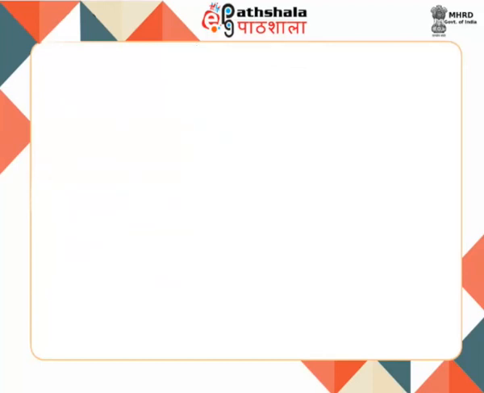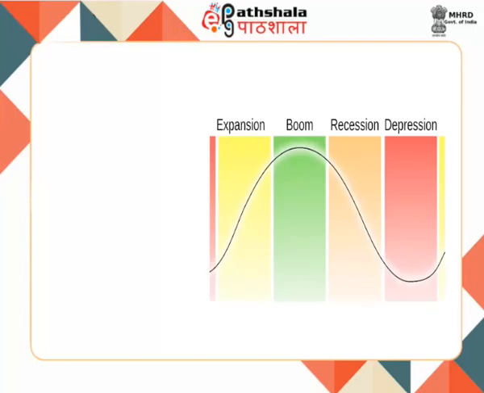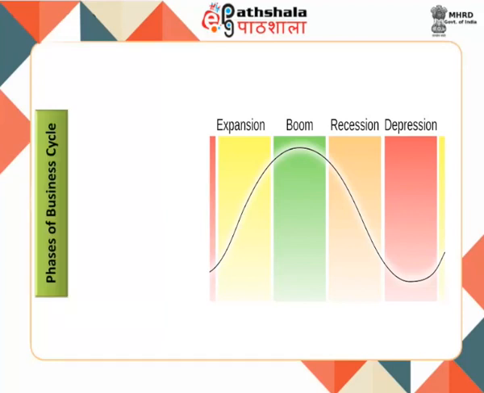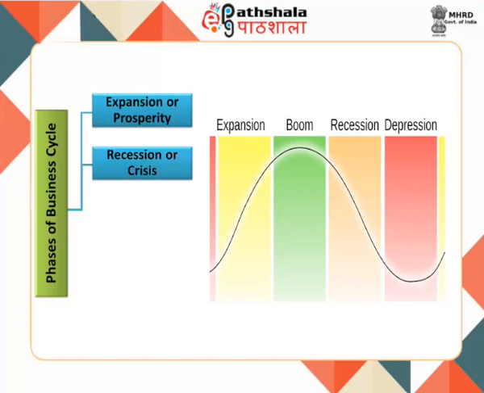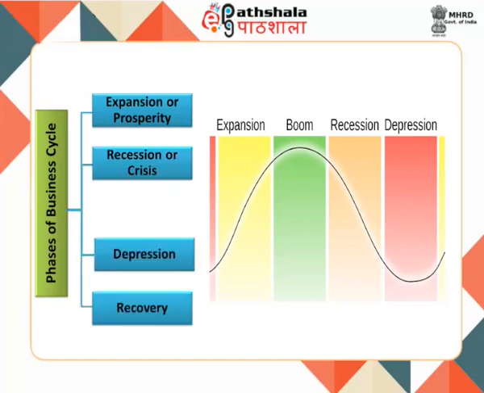All market economies exhibit cyclical upswings and downswings around a long term growth curve. Broadly, a business cycle has four phases or stages: expansion or prosperity, recession or crisis, depression, and recovery. These phases occur at irregular intervals and last for varying lengths of time. Let us discuss these phases one by one.